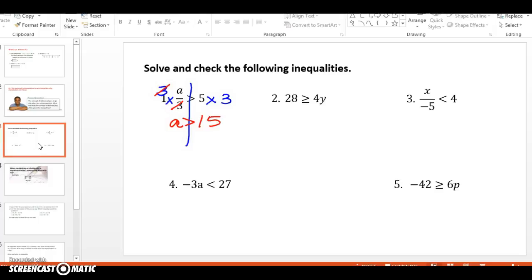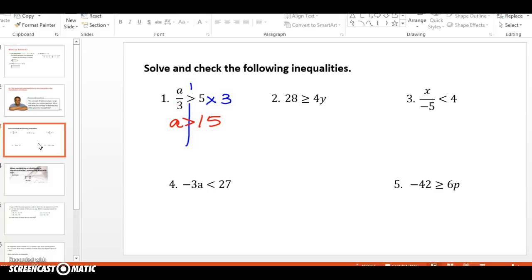So you truly have to understand what this means in order to go forward with this. So what is a number greater than 15? 16, 17, 18, and forever, okay? I'm going to use 18. You're going to see why here in a second. So everyone agrees that 18 would be a solution because it's bigger than 15.